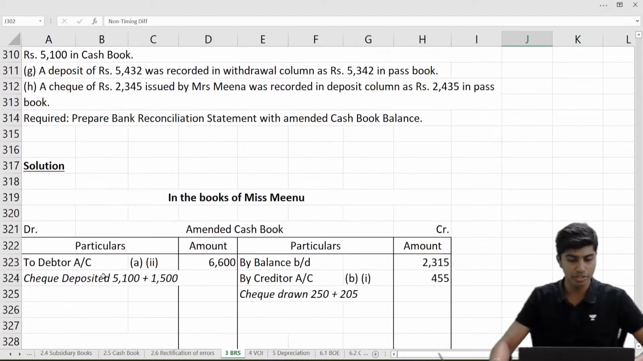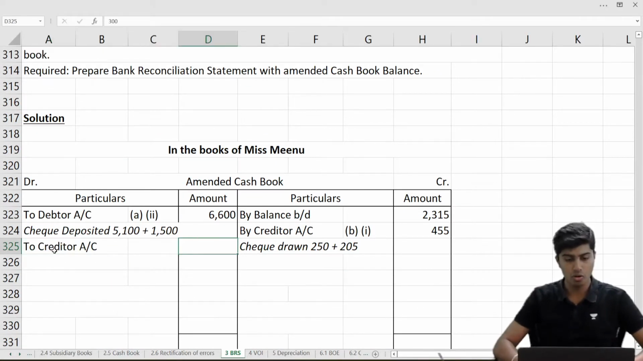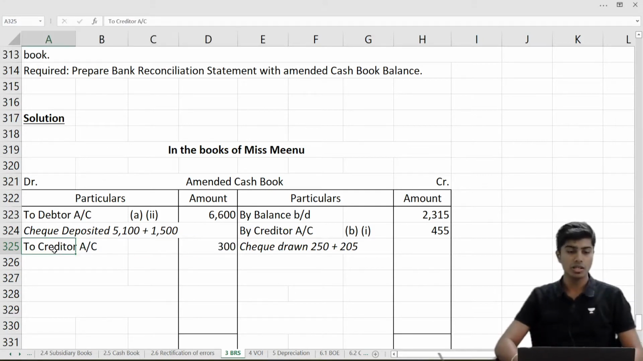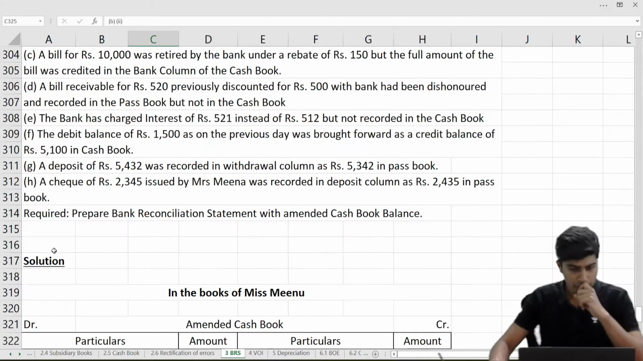Chalo, let me do it. On the debit, let me write "to credit our account". How much? It is to the extent of 300 rupees. Got it? And this is B. I hope everyone understood this.